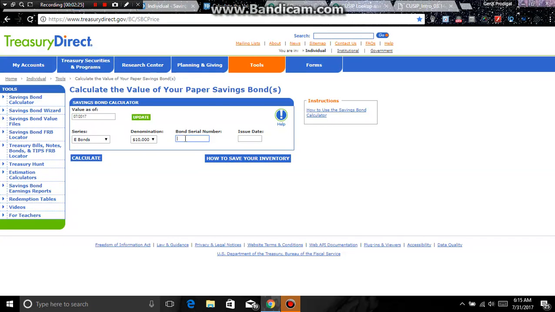Now, if you've changed your name, you get a new Social Security card. And on mine, there's a date that I changed my name at the bottom, which is 10/2009. So I'm going to put in the number on the back. And the issue date would be 10/2009. Calculate.